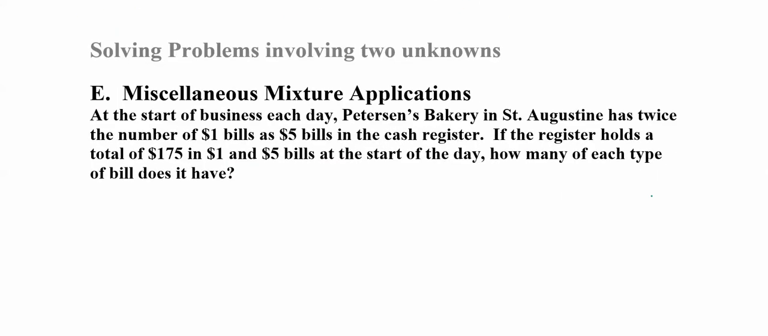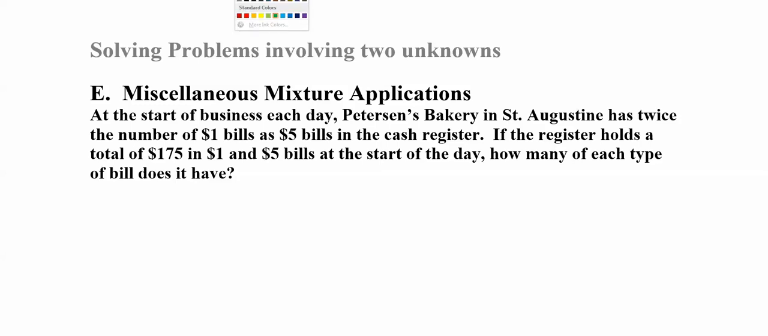So the last thing that we want to look at are just some miscellaneous mixture applications. At the start of a business each day, Peterson's Bakery in St. Augustine has twice the number of $1 bills as $5 bills in the cash register. If the register holds a total of $175 in $1 and $5 bills at the start of the day, how many of each type of bill does it end up having?